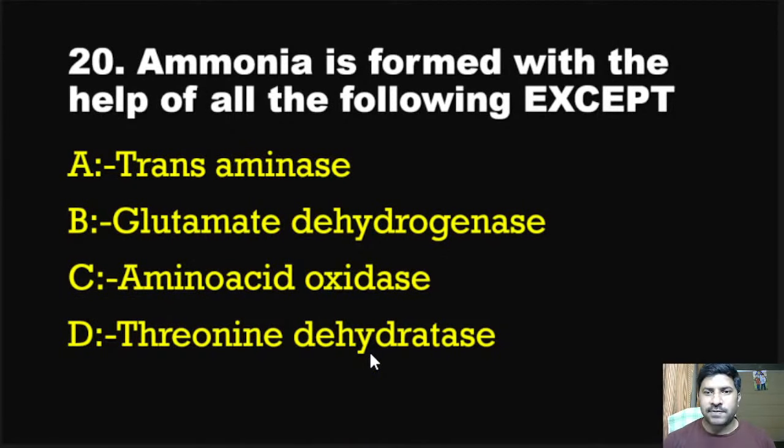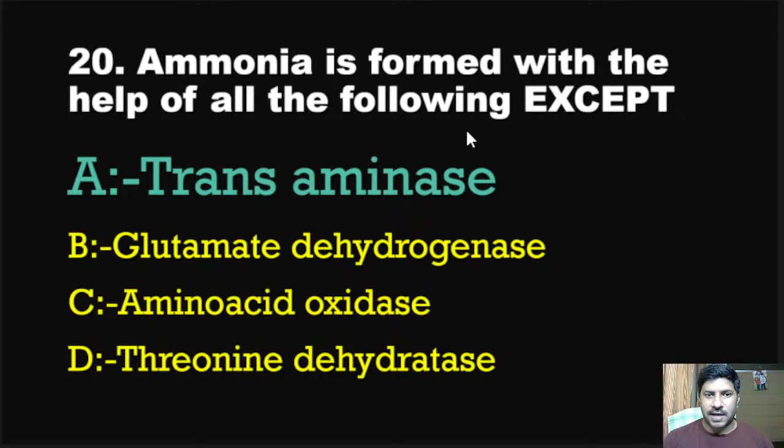20th question. Ammonia is formed with the help of all the following except. A little confusing question. Transaminase, glutamate dehydrogenase, amino acid oxidase, threonine dehydratase. The correct answer here is transaminase. Ammonia is formed with the help of all the following except transaminase.